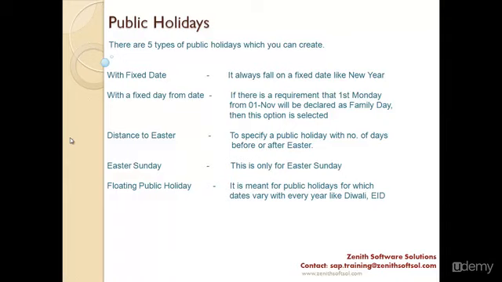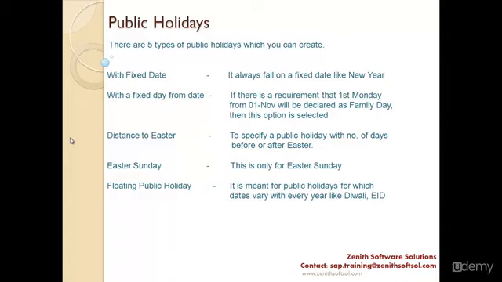The first one is with fixed date. What do you mean by fixed date? It means the holiday will fall every year on that fixed date, like New Year, which always falls on a fixed date. Now the second option is with a fixed day from date. What do you mean by that? For example, there is a requirement that the first Monday from November 1st will be declared as Family Day. So it is a fixed day from date. Here the date is 1st November and the fixed day is Monday.